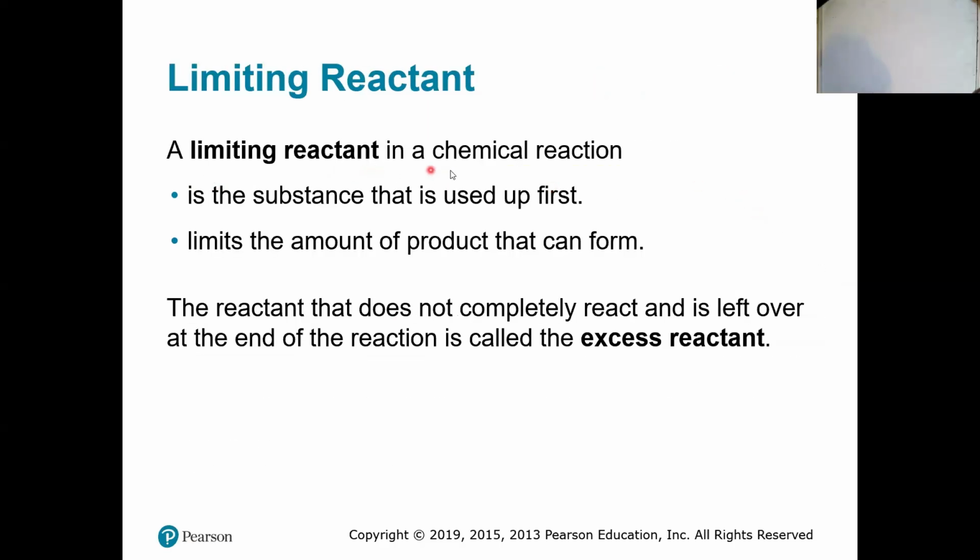So a limiting reactant in a chemical reaction is going to be the substance that gets used up first. And it's going to limit the amount of product that can form because after our limiting reactant is used up, our reaction has to stop because one of the pieces is missing. And the reactant that does not completely get used up is going to be called our excess reactant.